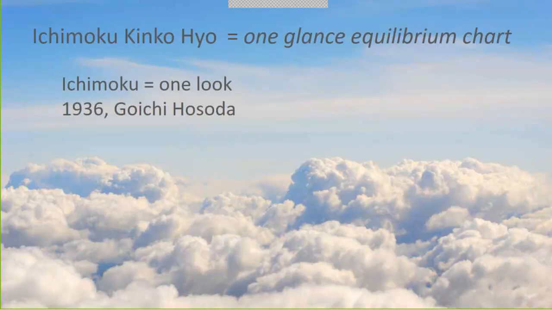Ichimoku Kinko Hyo is the full name of the indicator. It is a Japanese name because the indicator was invented by Japanese journalist and analyst Goichi Hosoda. This journalist suggested this indicator a long time ago in 1936, and the indicator became widely used since the 1960s. So you can see that traders use this indicator for a long time now, and they keep using it.